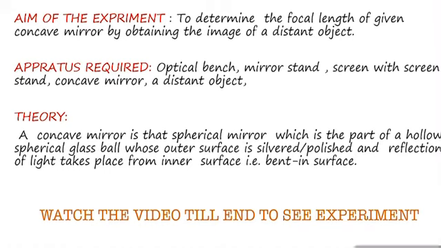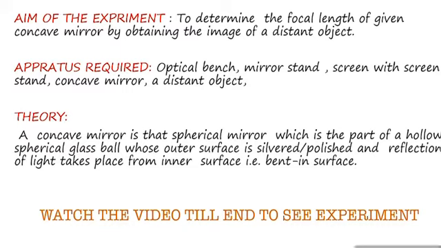The aim of the experiment is to determine the focal length of a given concave mirror by obtaining the image of a distant object. The apparatus required: an optical bench, a mirror stand, a screen with screen stand, a concave mirror and a distant object. The distant object can be the window of your lab or any plant or tree outside the lab, or any other object can be taken as a distant object.